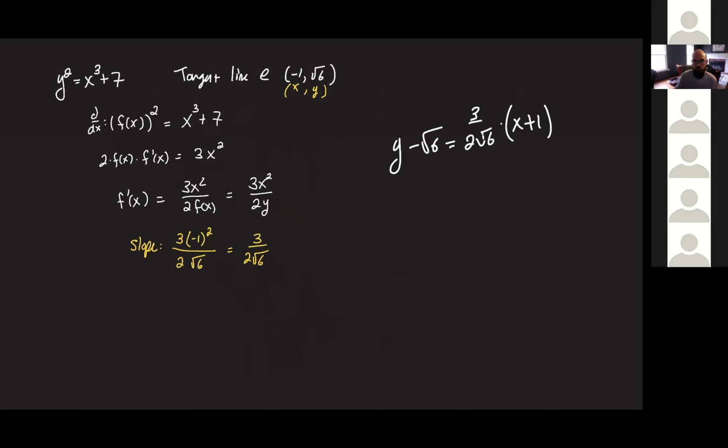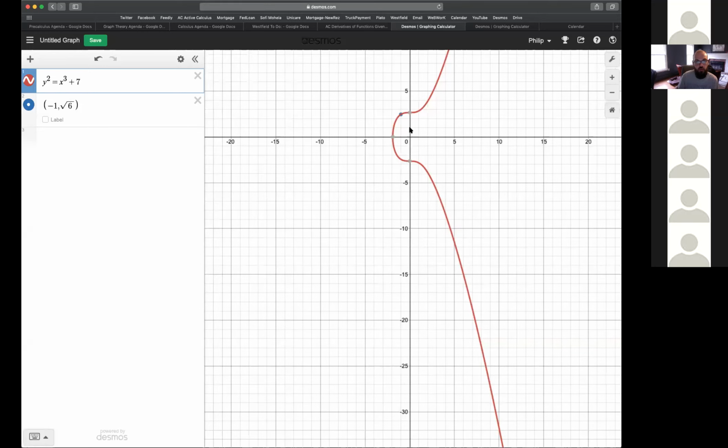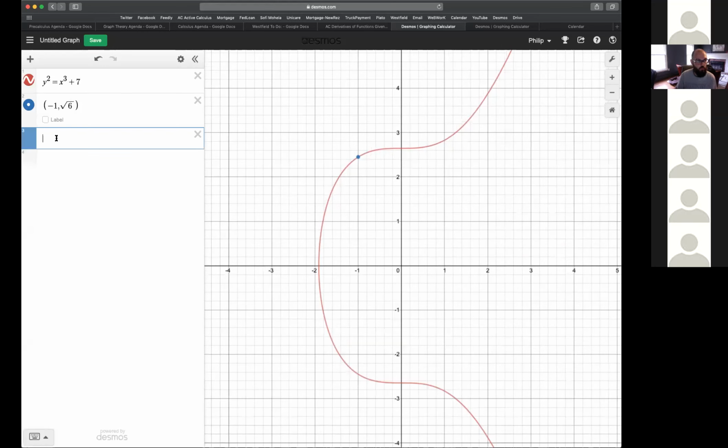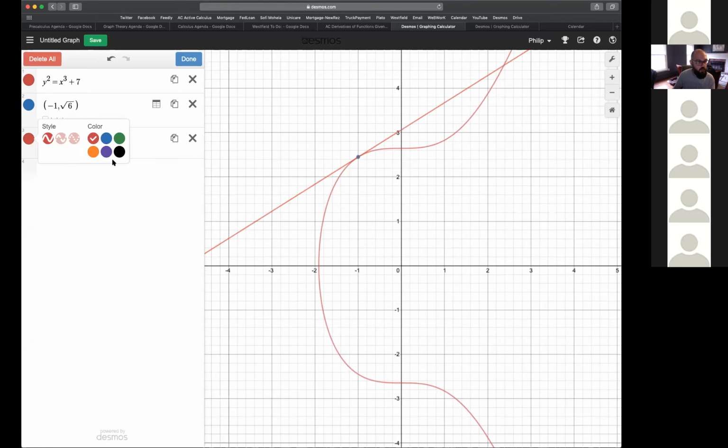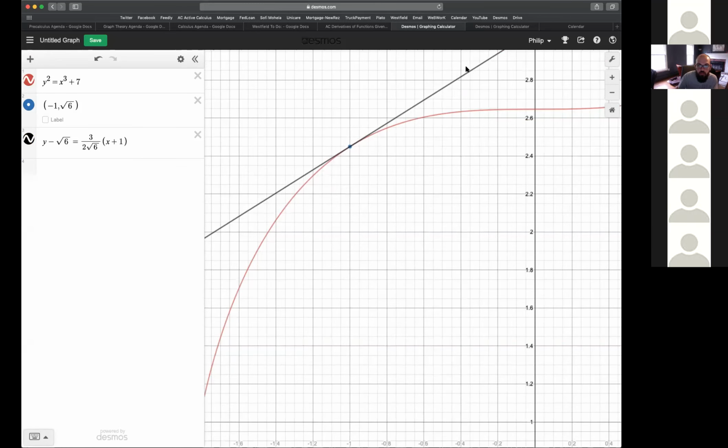And then we can jump back over to Desmos and verify that. Right? And so we'll plug this in. So y minus square root of 6 is equal to 3 over 2 square root of 6 times x plus 1. And so what I'll do is go ahead and change the color so we can see it a little bit better. But we are still measuring the slope of that curve pretty well, despite this not being a function. Okay.